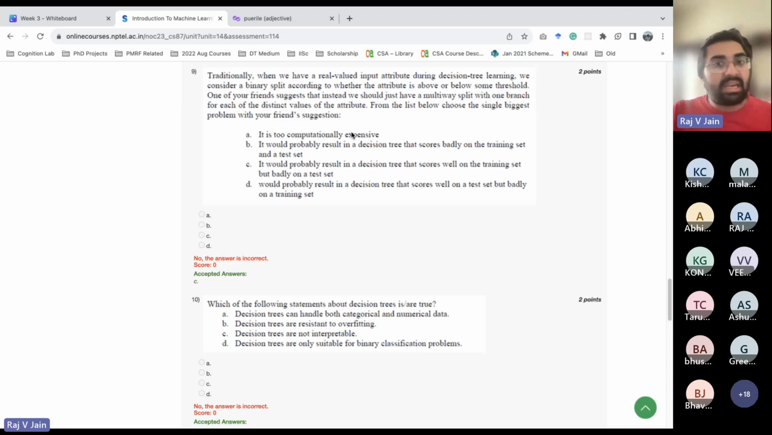Right. That's exactly the point of option C. Because you have seen only n possible values from those huge number of possible values, on the test data it's possible that you will see something else entirely, because it is a real value input attribute. So hence you will not do well in the test set, but you will do very well on the training set. Okay. Is that clear?